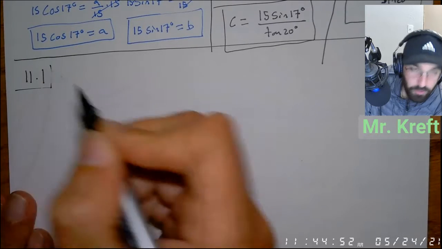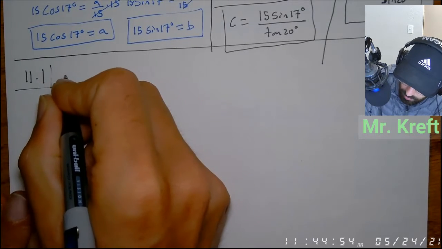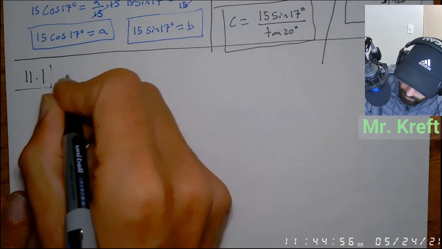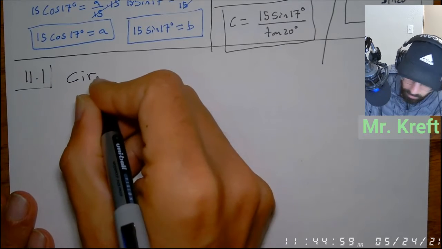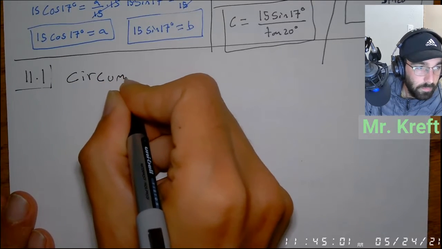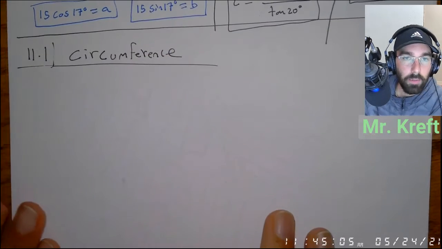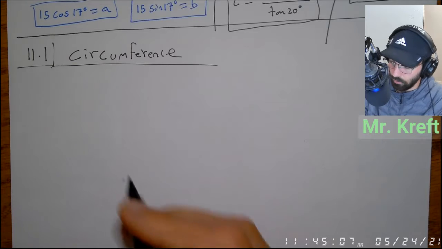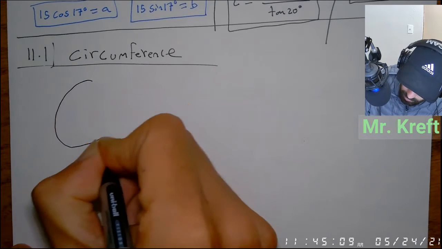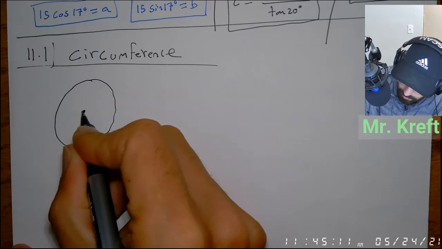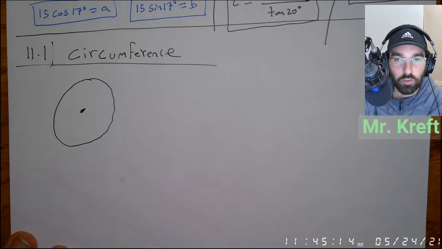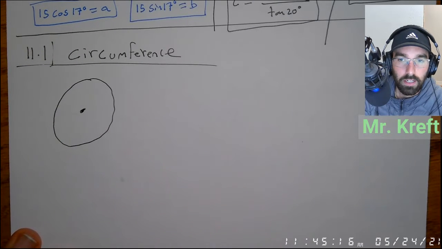So 11.1, the first thing we're going to focus on is circumference. Let's talk about circumference and the parts of a circle. Now, due to COVID, we're going to have a very shortened look at what a circle is.